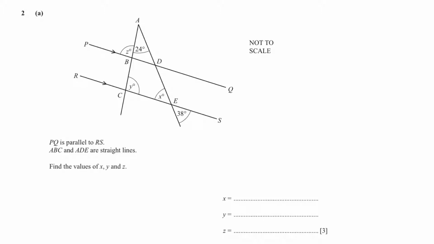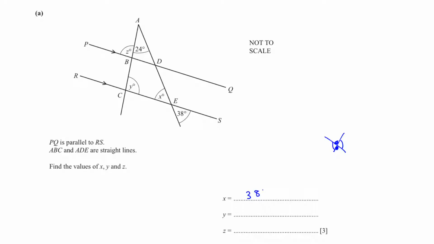Question number 2. We have been given two parallel lines, PQ and RS, and we have to find the angle XYZ. I hope you all know the different types of angles. Angle X is equal to 38. The reason being vertically opposite angles are equal. Vertically opposite angles are like this. They make a cross, so this angle will equal this angle and this will equal that.